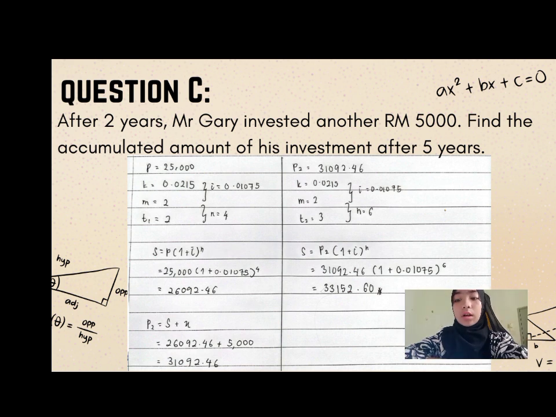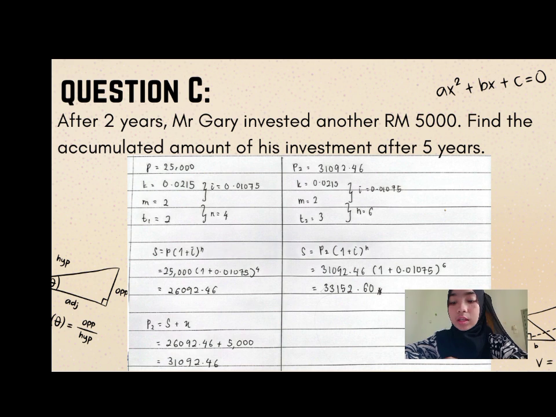Okay, now this value becomes the new principal, which is P2 for the second period. So P2 equals to 26,092 ringgit and 46 cents plus 5,000. So it will be P2 equals to 31,092 ringgit and 46 cents. So we add RM5,000 because a new investment was made at this point.